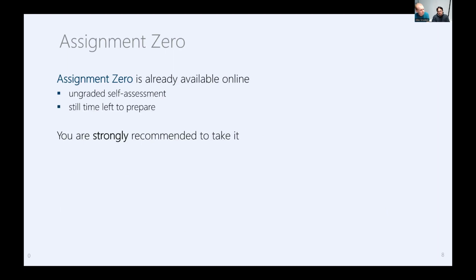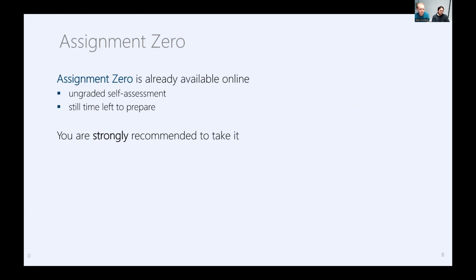And to get the idea of whether you have the right background for this course or not, it's highly recommended that you take the assignment 0. And the assignment 0 is already available online. So look it up and then try it.